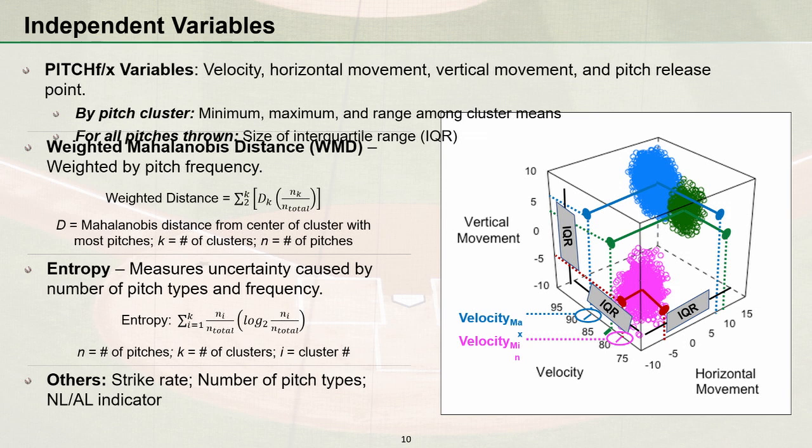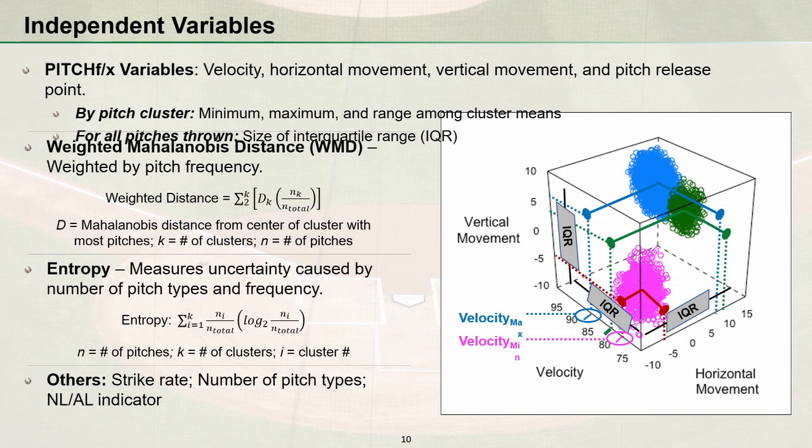So for example, if you look at the velocity max label on the velocity axis, this pitcher's maximum velocity is the mean of his highest velocity pitch cluster. It's not the absolute maximum velocity pitch that he threw throughout the entire season. However, second, to account for variance among all pitches thrown, variables measuring the size of the interquartile range were also included. The middle 50% of all pitches thrown, regardless of pitch type, provides a meaningful measure of pitch variability, so I included variables for that as well.